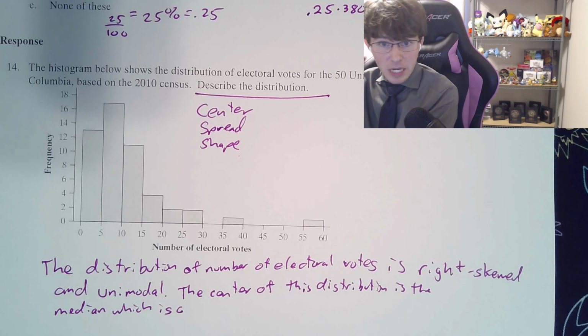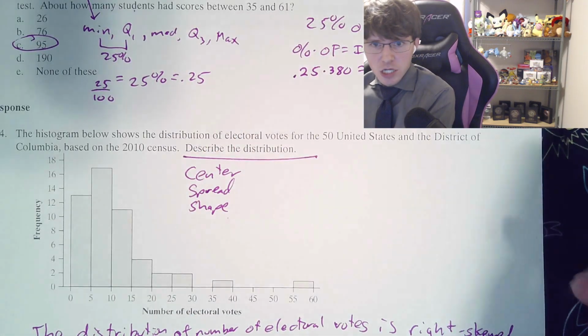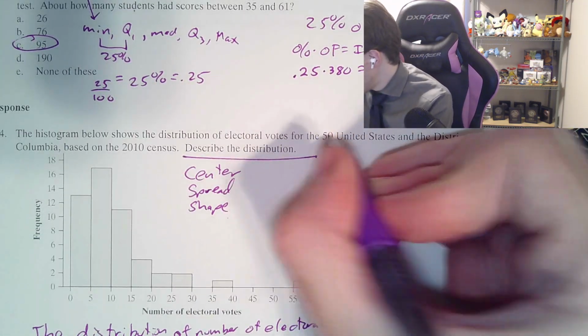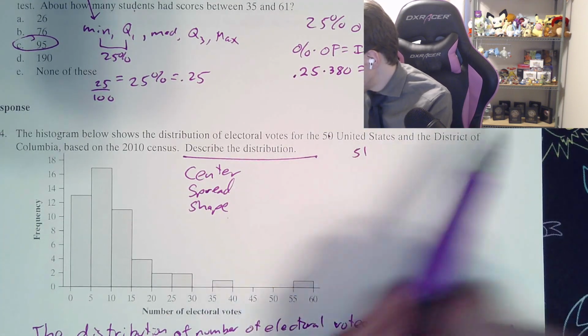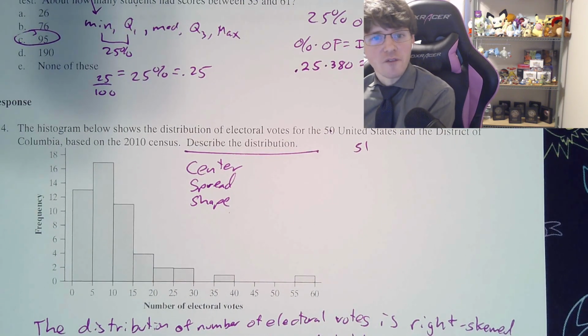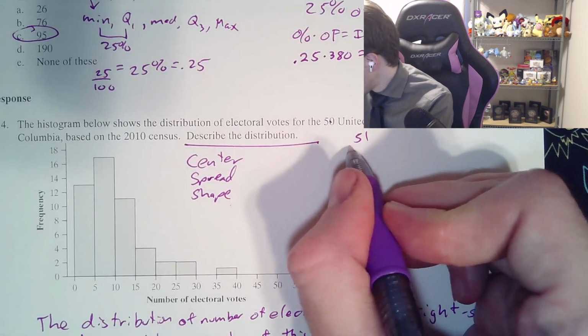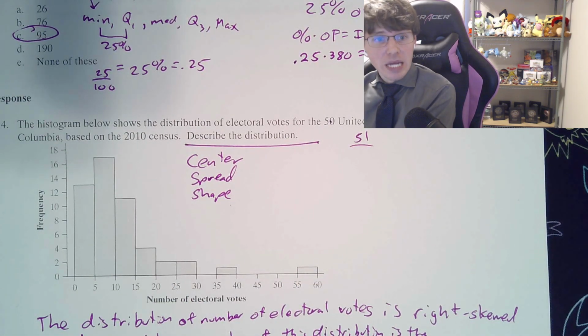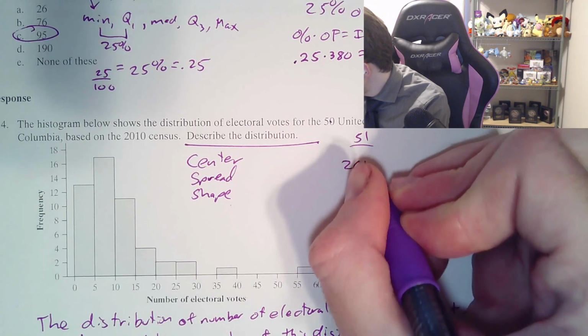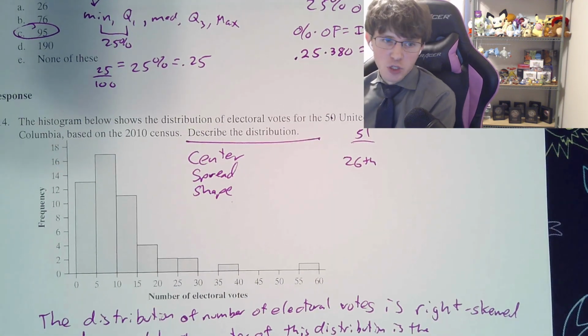So now we have to find the median. Oh my gosh, I forgot to circle 50, but it's not really 50. It's actually 51 because it's 50 United States and the District of Columbia. So we actually have 51 total here. We need to find the median. The median for 51 is always going to be, remember, there's going to be 25 on each side because there's 51 and that one in the center. It's going to be the 26th value. So we need to figure out what the 26th value is in our list here.